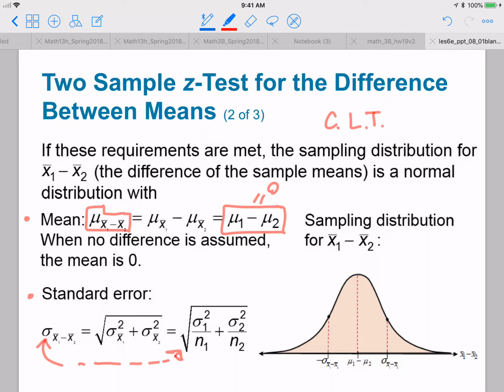Okay, so this is kind of a way to combine the spread of each population, right? Because sigma 1 is going to give us information about how spread out population 1 is, and sigma 2 the same for our second population. So a way to discuss the spread of the sampling distribution for the difference of sample means is to use this formula here. Okay.